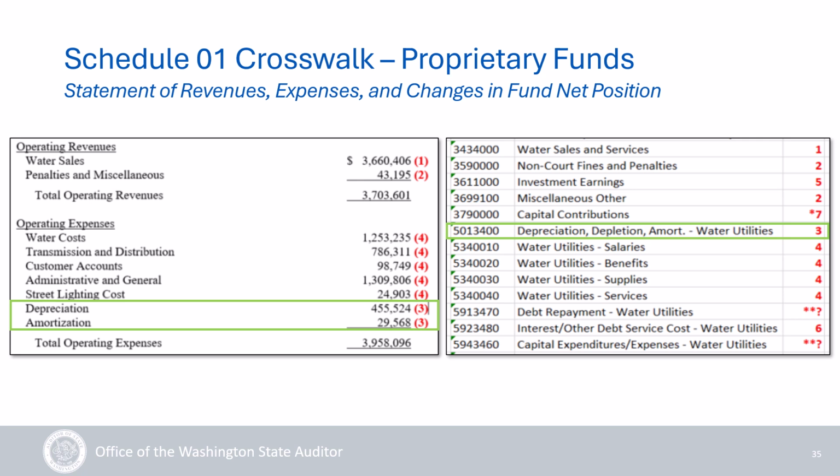One good double check here to confirm the Schedule 01 accurately ties to the statement is the total operating expenses on the statement in that purple box should be the same as the total amounts reported over on the Schedule 01 example, also within a purple box.